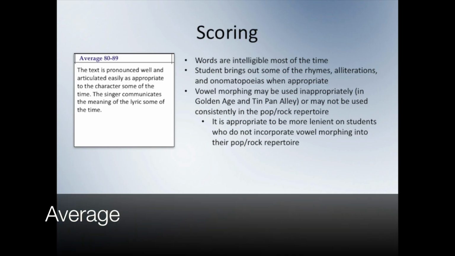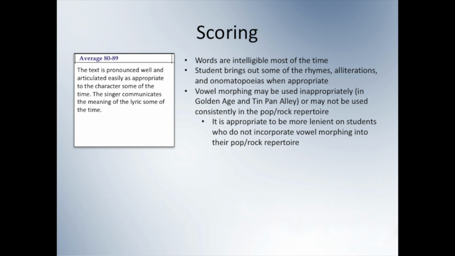Students who are somewhat inconsistent in the way they handle their diction are more likely to receive an average rating. So for instance, let's say the words are intelligible most of the time, but not all the time. Students might bring out some of the rhymes and alliterations and onomatopoeias when appropriate, but maybe not all of them. Vowel morpheme may be used inappropriately, for instance in a Golden Age song or a Tin Pan Alley song, or it may not be used consistently in their pop rock material. Now, when it does come to pop rock material, it's reasonable to be lenient on some of the diction if they're not going as far as they could.